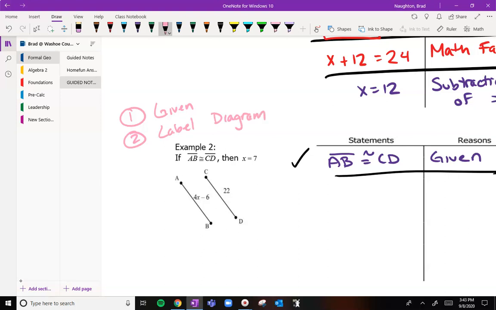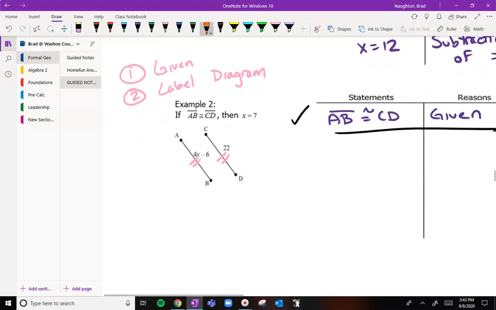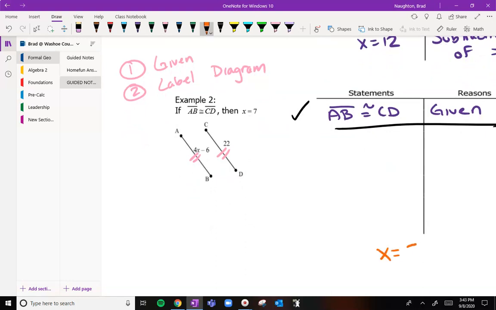So I know that AB is the same as CD. Put my little tick marks there. Cool. And then I'm trying to prove that x is 7, okay? So that's always going to be your last step. So some people like to just go all the way down here and put x equals 7, because technically that's going to be our last step. You can, but as long as you know that that's the last, you're good, okay? So, ladies and gentlemen, let's go ahead and move forward.